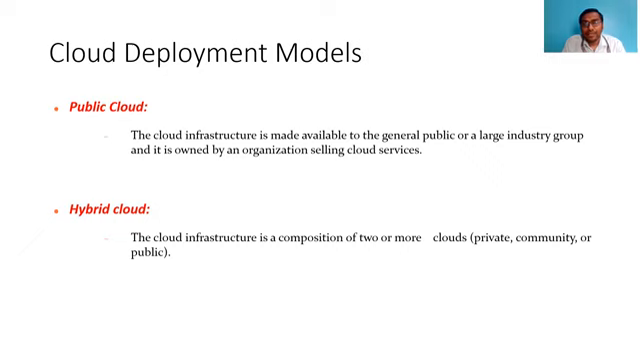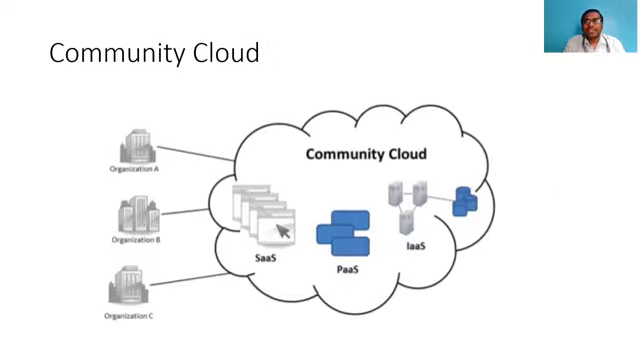These are the four cloud deployment models. This plays a very important role. Based on the consumer requirement or consumer need, the deployment model will be used in an effective way, either private cloud, public cloud, hybrid cloud, or community cloud. So this is the diagram of community cloud.